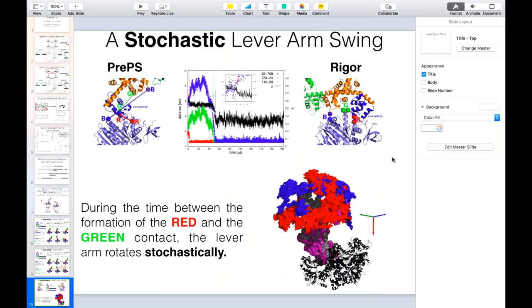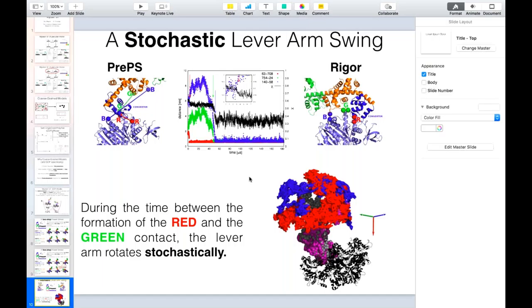This can be followed also in another way, by looking at the series of contacts, the red, the green, and the blue one. If you look at the black line here, which represents a collective coordinate monitoring the transition from pre-power stroke to rigor, at large times you see that the red contact is formed. It's not formed at the beginning, and it's formed after a short while, and that corresponds to the first jump of this collective coordinate. And then there is a long waiting time, and the second jump corresponds to the formation of the green and the blue contacts. The red contact monitors the movement of the converter in blue, and the red, blue, and green contacts monitor the closure of the lever arm on top of the motor domain.